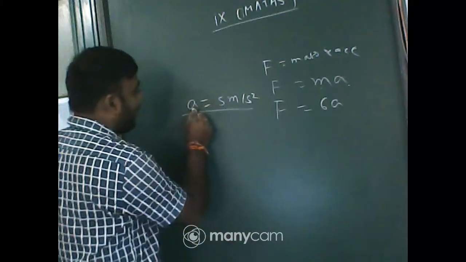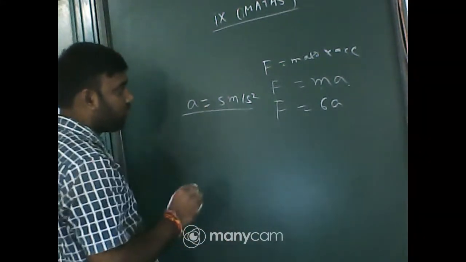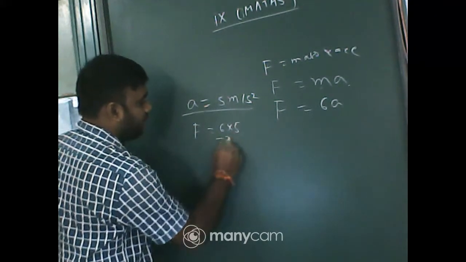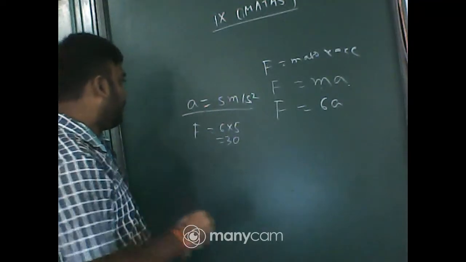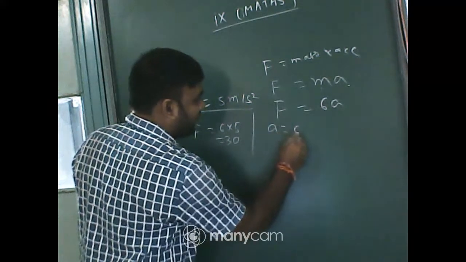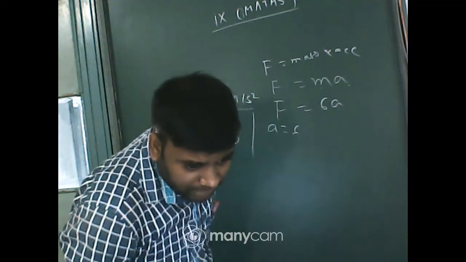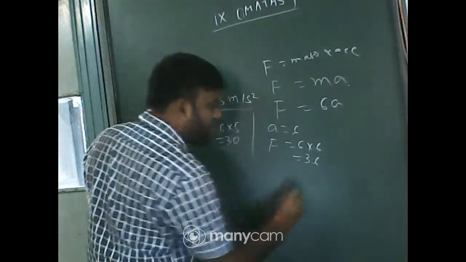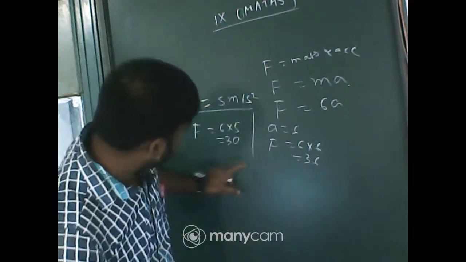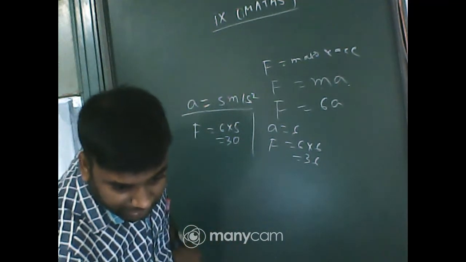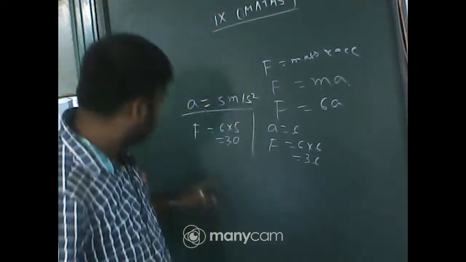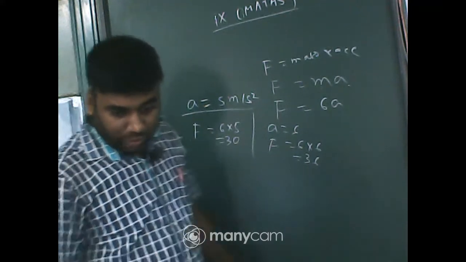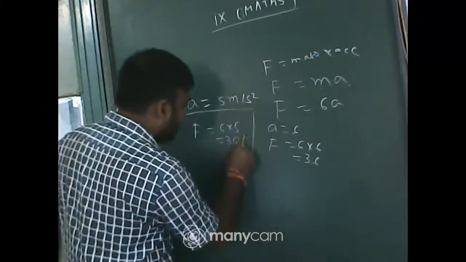So when a equal to 5, then F equal to 6 into 5, that is 30. And when a equal to 6, then F equal to 6 into 6, that is 36. Now tell me quickly, what is the unit of 30 and 36? Newton. Very good. So that is Newton.